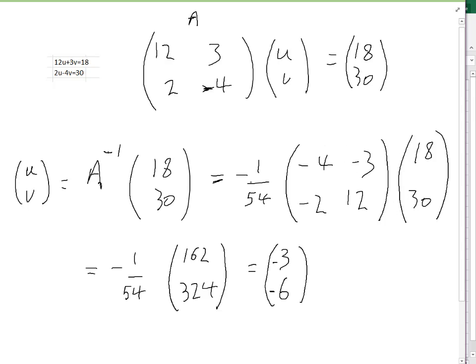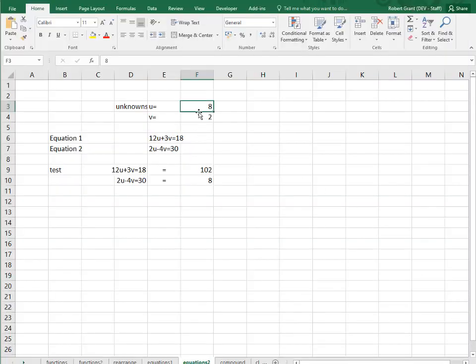This must have been negative 162 divided by this, that's positive 3 there. And this was very positive, that's positive, so that will be negative 6. So 3 and negative 6, that's interesting. Let's see if that's actually right. Yeah, okay, so you get 18 and you get 30, which is what you're required to get. Good, so those are the solutions. Excellent.